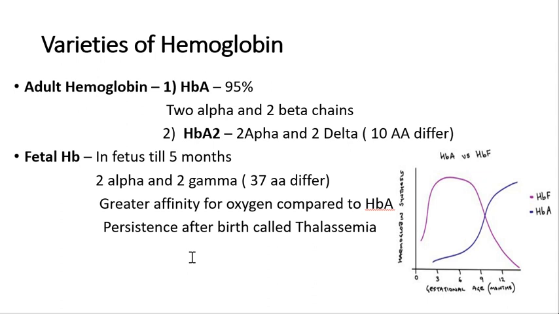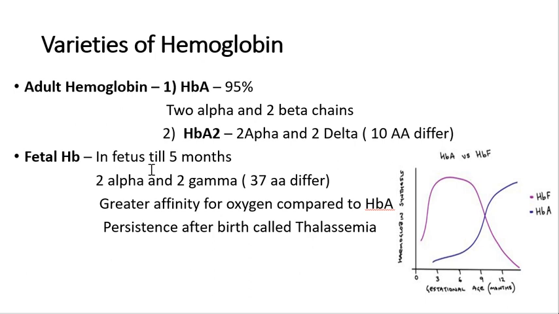Now let's see varieties of hemoglobin. Adult hemoglobin, first of all, is the normal hemoglobin present in our blood. That is HbA, which is present 95%. 2 alpha and 2 beta chains make HbA. The heme part is the same in every variety of hemoglobin, but the difference is only in the polypeptide chain. HbA2 is when 10 amino acids differ from beta and it forms the delta chain. So 2 alpha and 2 delta chains make HbA2.